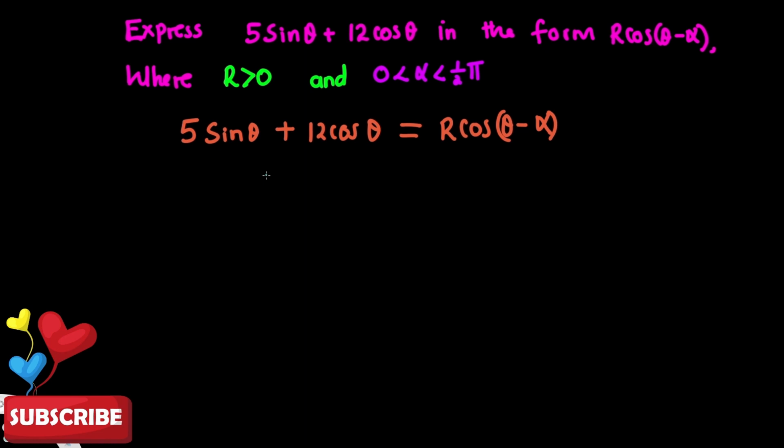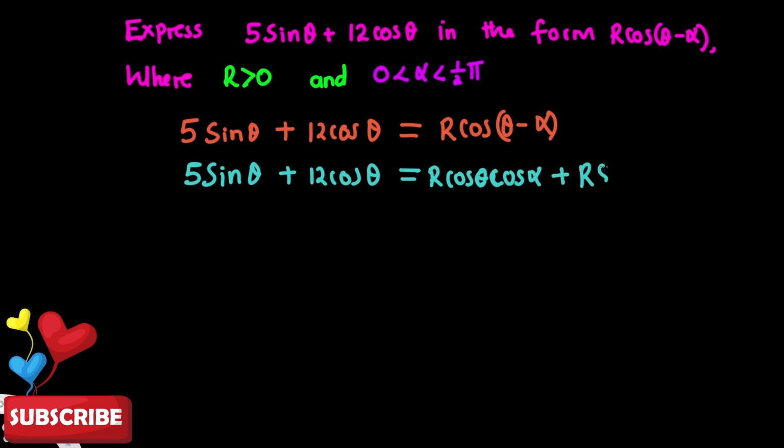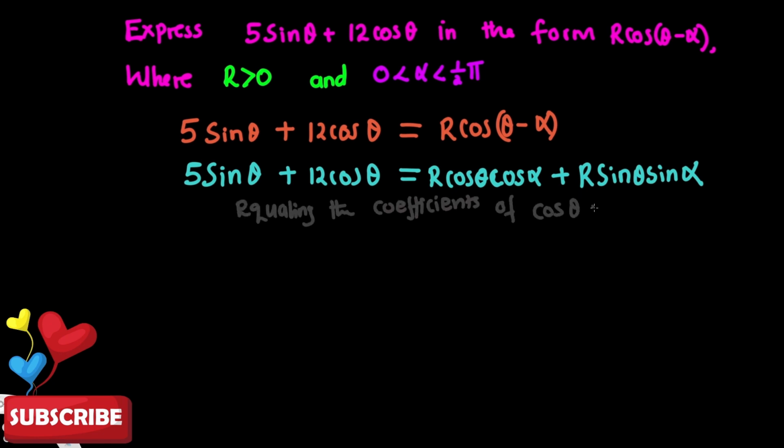Now this becomes 5 sine theta plus 12 cos theta equals r cos theta minus alpha. So if we expand the right hand side, we're going to get this. All right, so we're going to equate the coefficients of cos theta and sine theta. Therefore, we can say this part should be equated to that particular part.